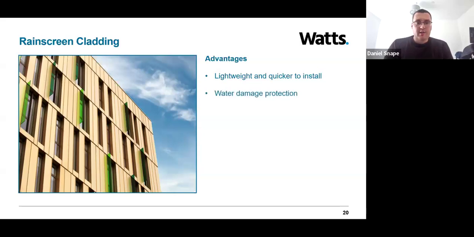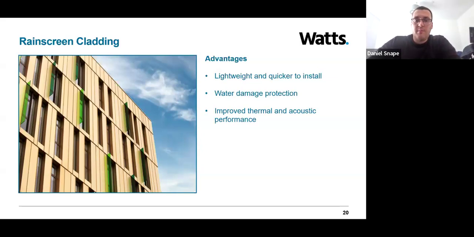Water damage protection is another key benefit of this system. So an air cavity between the outer skin and the inner skin basically protects the building from water damage. And some of the other benefits of this system is improved thermal and acoustic performance.